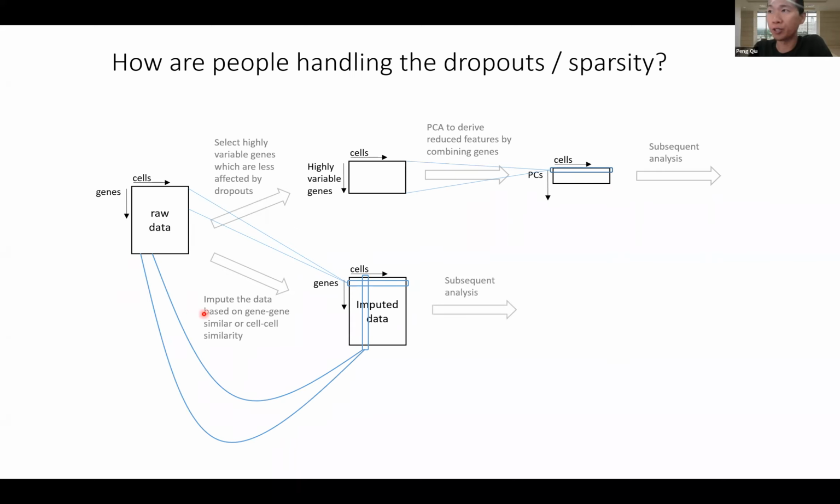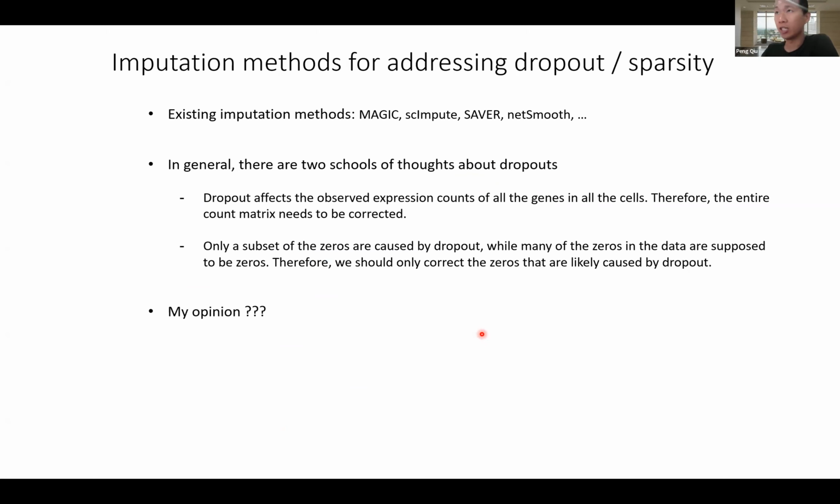And then after imputation is performed, hopefully we have a better version of the data that serves better for subsequent analysis. Okay, there are many existing imputation methods out there, and today I want to pick two of them for this presentation. One is MAGIC and the other is called SC-impute. The reason I choose these two algorithms as representatives is, first of all, they are two relatively early algorithms that got popular, and second, they represent two distinct ideas about how dropouts or sparsity should be handled.